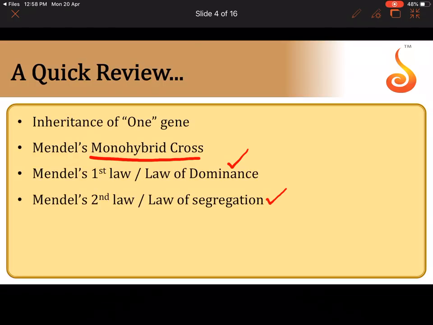Now I hope all of you remember one thing. In this review slide itself, I will make it very clear to all of you. When I say one gene, the first thing that should come to your mind is one gene, one character. Yes, I hope this is clear. And now when we say one character, what are we talking about in this particular example? We are talking about height.